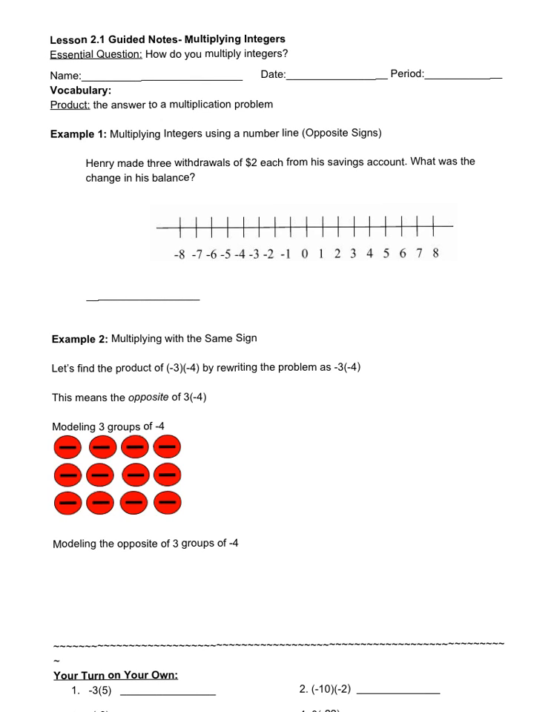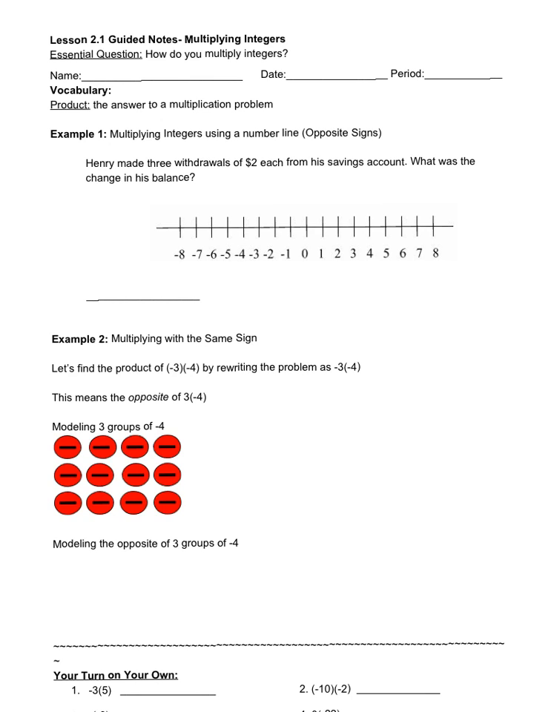Our first example, we are going to look at multiplying integers using a number line. And we are going to multiply integers with opposite signs. So if we have a problem for this, or an example: Henry made 3 withdrawals of $2 each from his savings account. What was the change in his balance?